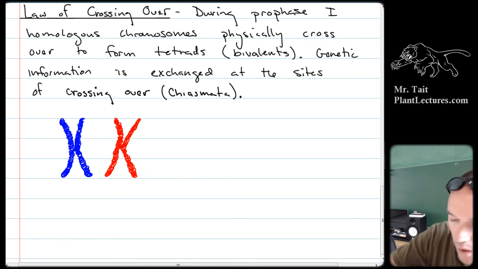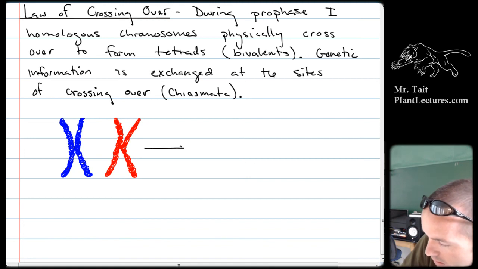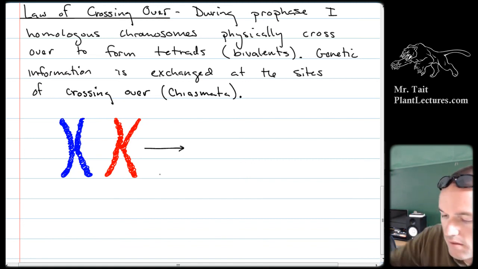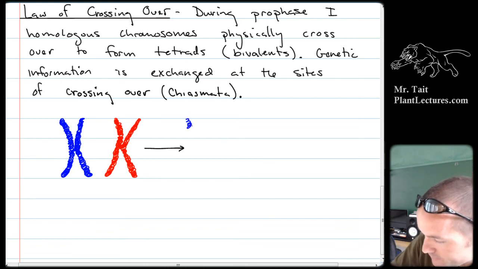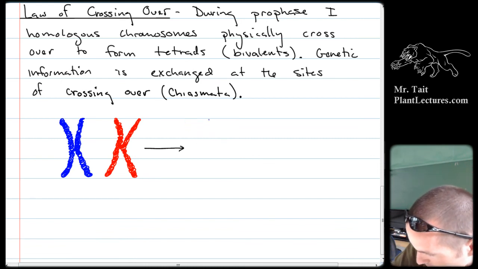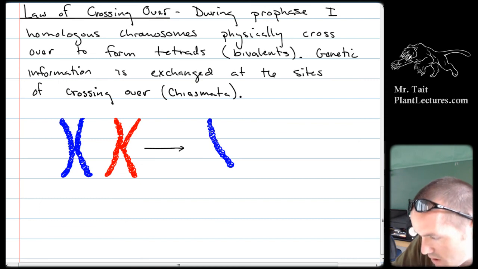Now during prophase 1, they're going to cross over. And when they cross over, there's going to be a physical location in which they are going to overlap each other.